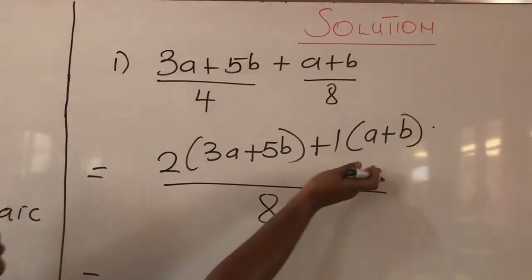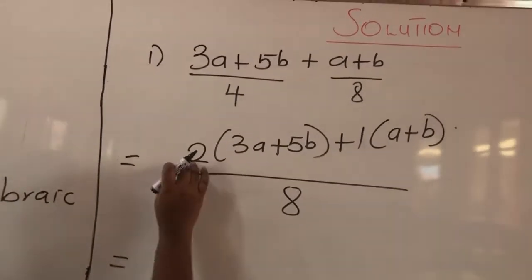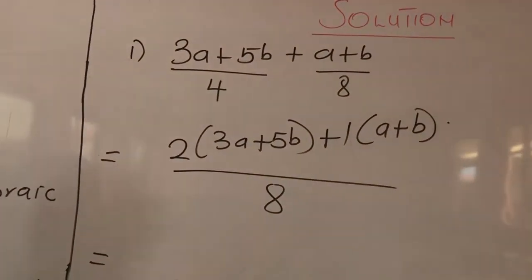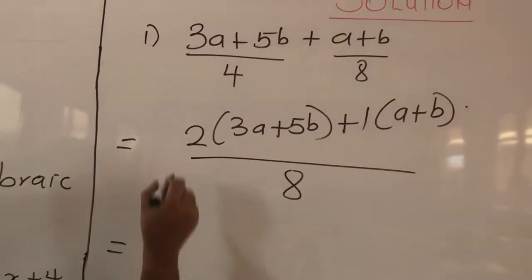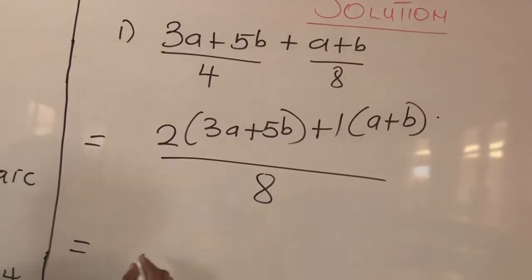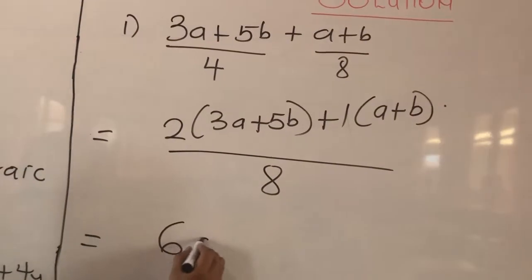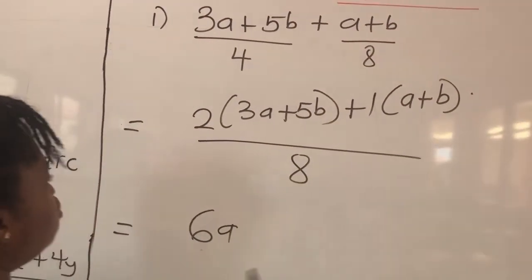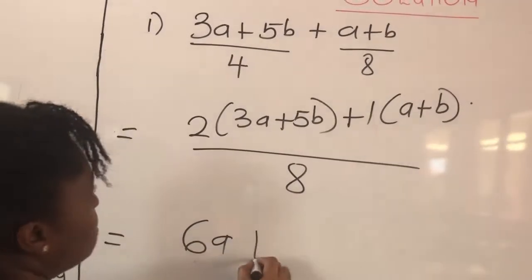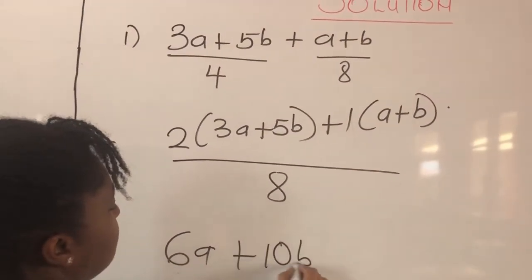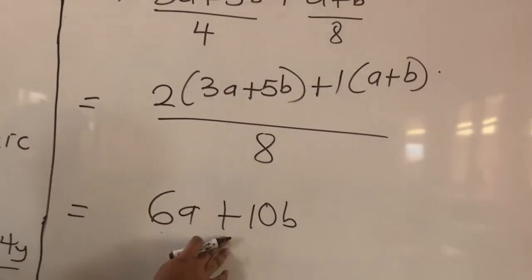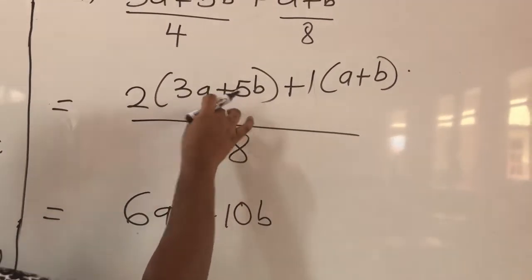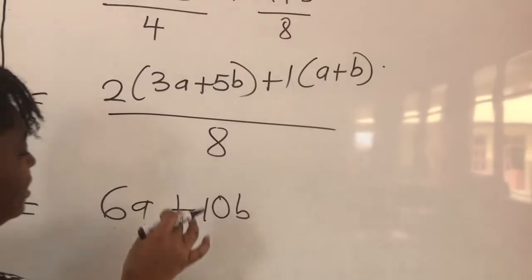Then I come down here. What do you remember from yesterday's topic? We are going to expand or remove the bracket. So the first number, 2 times 3 is what? 6. Then you bring your A. Then you have 5 times B. 5B times 2 will give us what? 10B. I just didn't write this addition sign. You can see there is already an addition sign here, hence I carry the addition sign here.